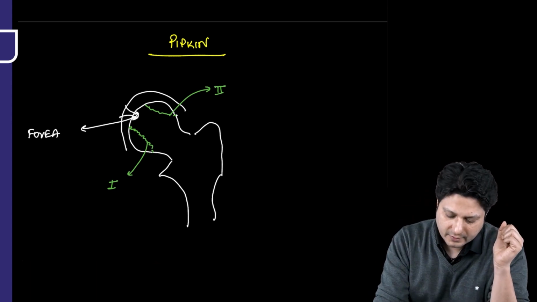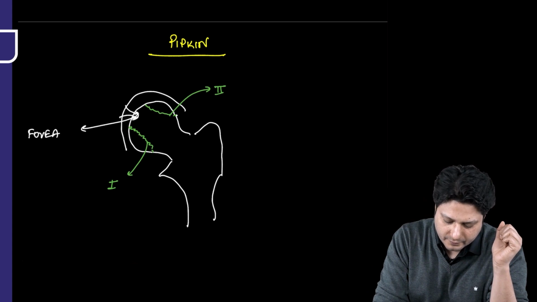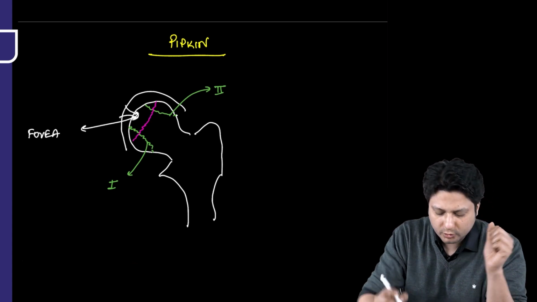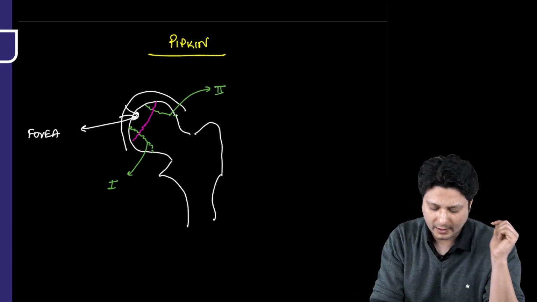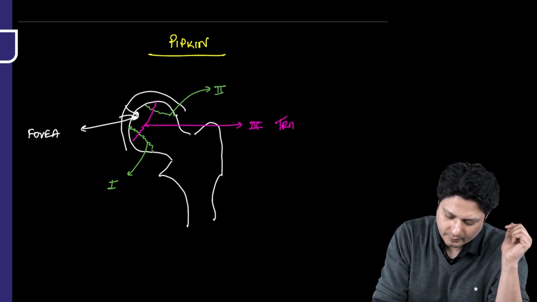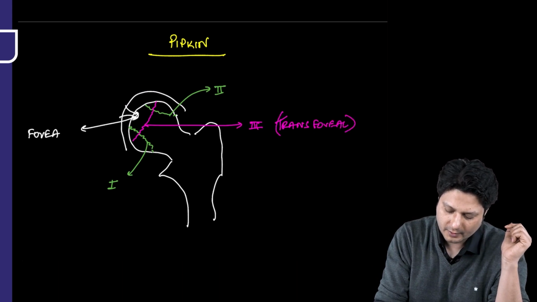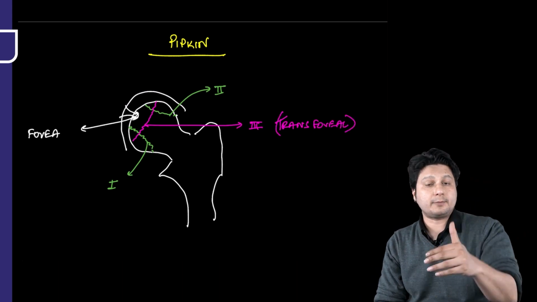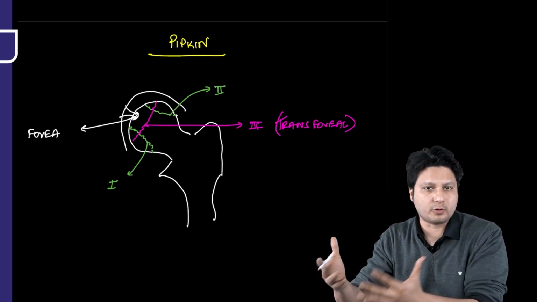But if there is a fracture line which is involving the head of the femur in both the columns, that means transfoveal, it will be type 3. So type 3 is transfoveal involvement of the head of the femur. So obviously, out of these three, type 3 would have the worst prognostic outcome.